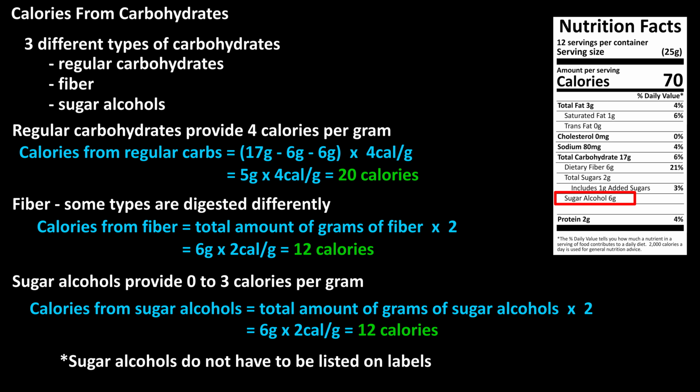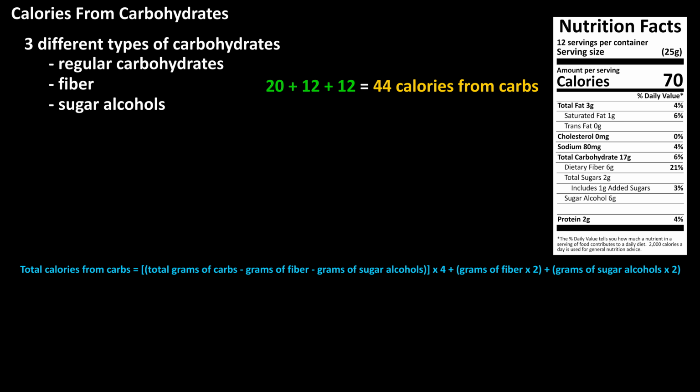Now we can add up the total calories from all the carbohydrates. We have 20 calories from regular carbohydrates, plus 12 calories from fiber, plus 12 calories from sugar alcohols, which gives us a total of 44 total calories from carbohydrates. The complete formula for total calories from carbohydrates is: total calories from carbohydrates equals the quantity, total grams of carbohydrates, minus the grams of fiber, minus the grams of sugar alcohols, times 4, plus the grams of fiber times 2, plus the grams of sugar alcohols times 2.